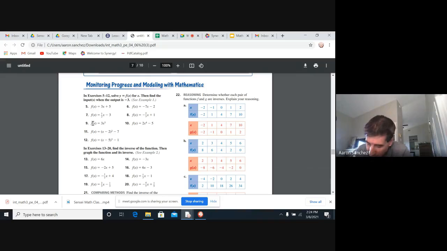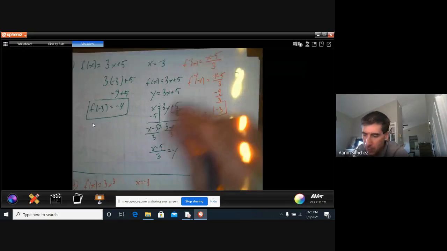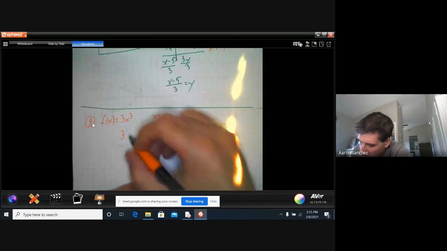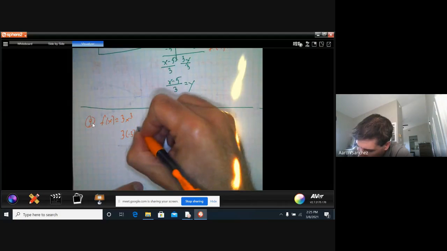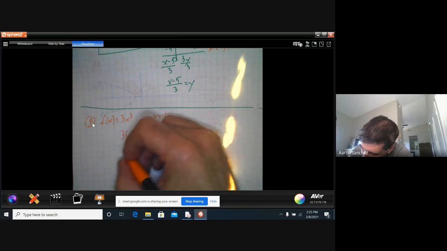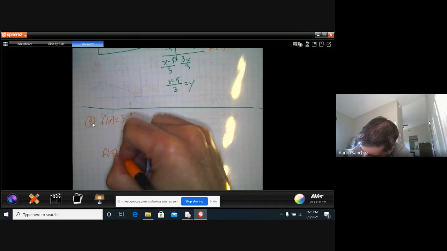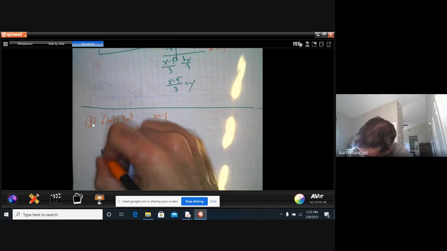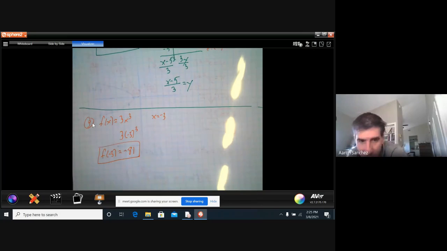Okay, so we have f of x equals 3 times x cubed. What if x equals -3? Okay, so let me show you here. Let's plug in -3 into our equation. So let's plug in -3 cubed. -3 cubed is -3 times -3 times -3 is -27, times 3 is -81.